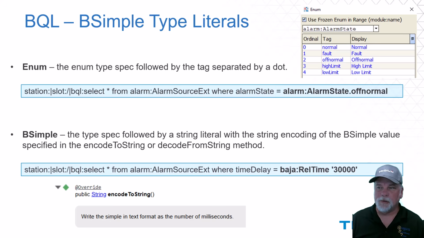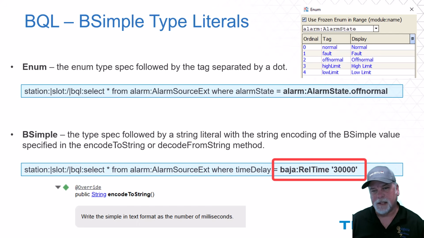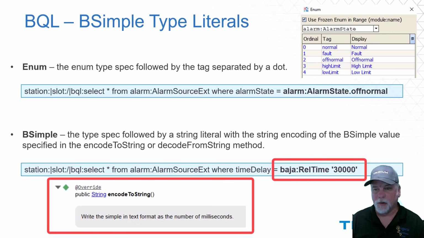BSimples are very similar to that. You're going to use the type spec, and then instead of using a dot and a tag, you'll have a space, and then in single quotes, you're going to put the string, and it's going to be based on the encodeToString or decodeFromString method that the framework uses. So how does it create one of these based on a string value?